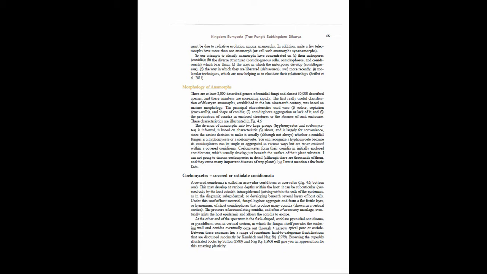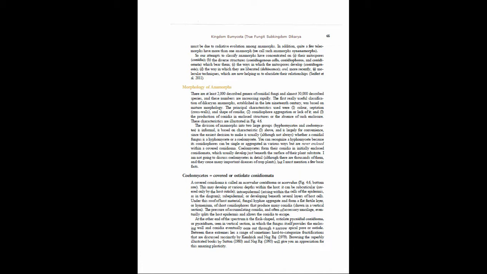Morphology of anamorphs. There are at least 2,000 described genera of conidial fungi and almost 30,000 described species, and these numbers are increasing rapidly. The first really useful classification of dikaryan anamorphs, established in the late 19th century, was based on mature morphology. The principal characteristics used were 1. Color, septation, cross walls, and shape of conidia, 2. Conidiophore aggregation or lack of it, and 3. The production of conidia in enclosed structures or the absence of such enclosure. These characteristics are illustrated in Fig 4.6.